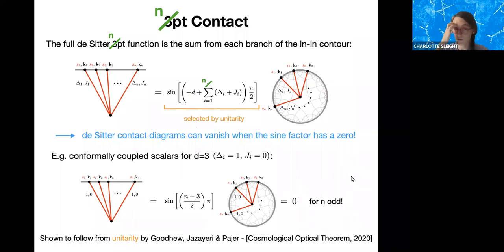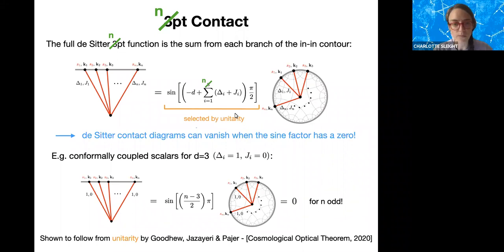So this and other interesting examples were also recently shown to follow as a consequence of perturbative unitarity in de Sitter space, by this work here by the Cambridge group. So they showed it to follow as a consequence of deriving the cosmological analog of the optical theorem. And from their work, this inspired us to understand that this sign factor that we have here is in some ways selected by perturbative unitarity in de Sitter.